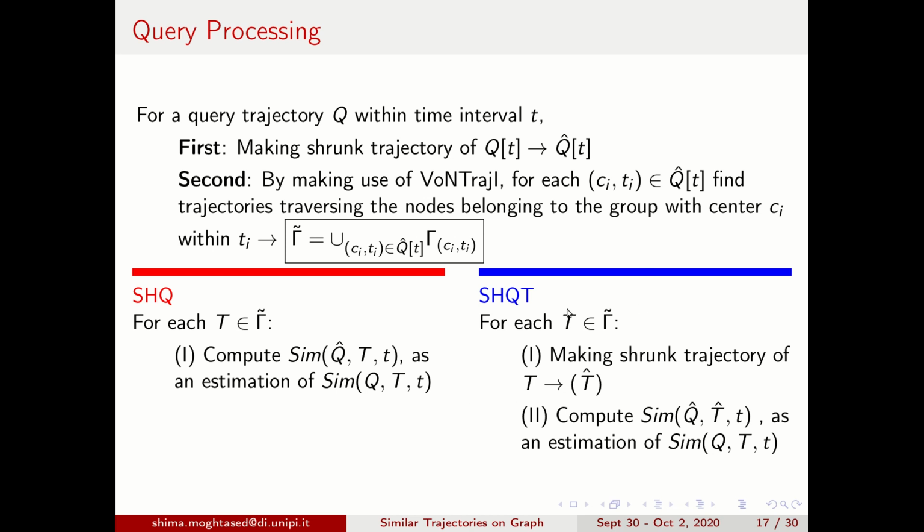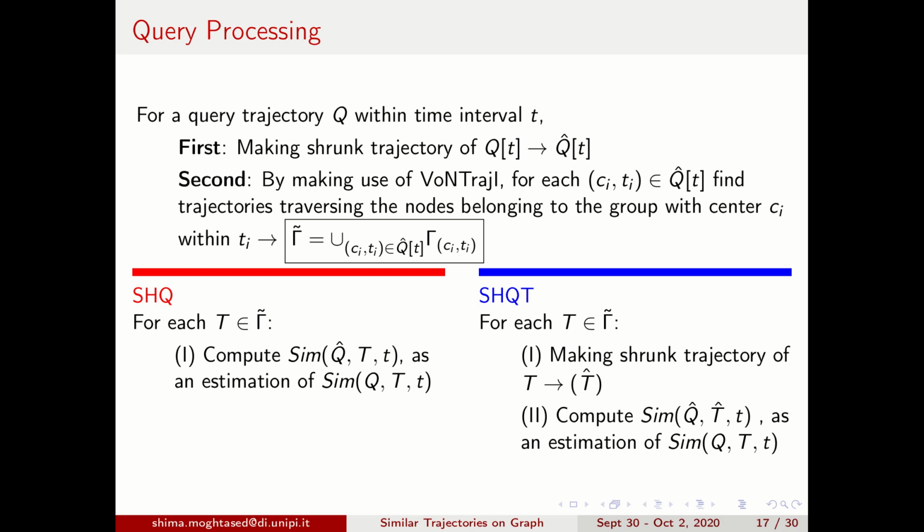Consequently, we are reducing the time needed to find the solution for our query. And in the second variant, SHQT, we shrink both the target trajectory and the query trajectory. We estimate the output set by computing the similarity score for each shrunk candidate trajectory and the shrunk query. In these variants, we are using the pre-computed distances because we are working only with Voronoi centers, so we can be faster in answering our queries.